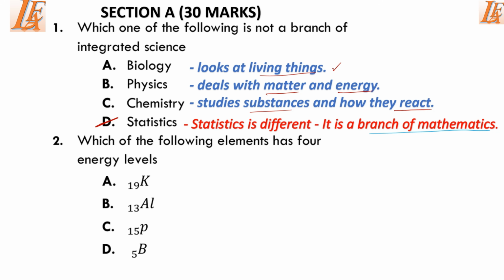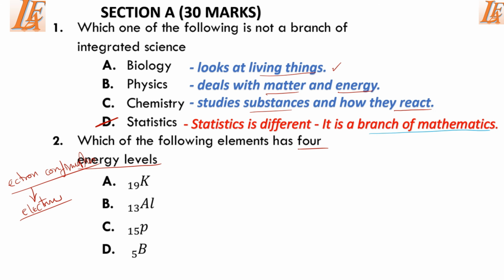The second question, which of the following elements has 4 energy levels? Now in this case, for you to identify the number of energy levels that the element occupies, you need to have what we call electron configuration. And for you to write an electron configuration, then you must know the number of electrons that the atom or the element has.